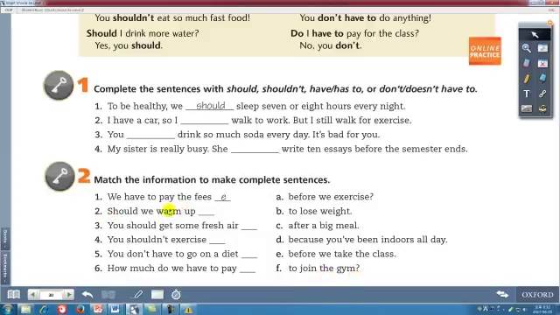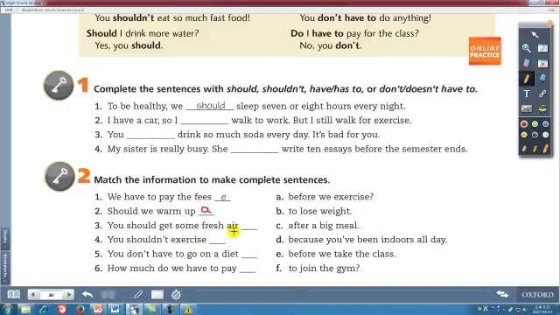That's really strange. You warm up before you exercise, right? So, should you warm up before we exercise? So number 2 should be A. All right, number 3, you should get some fresh air.